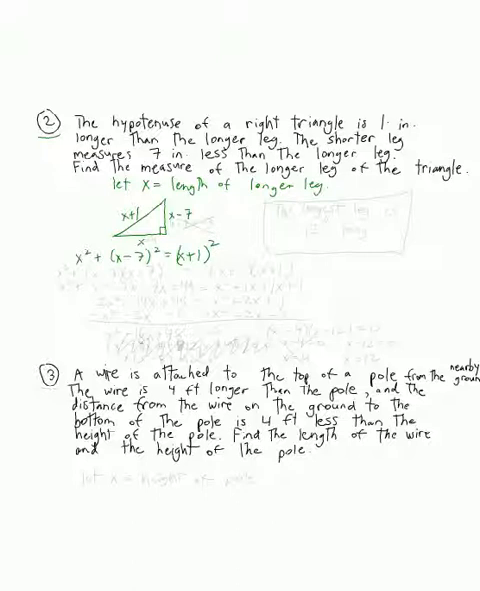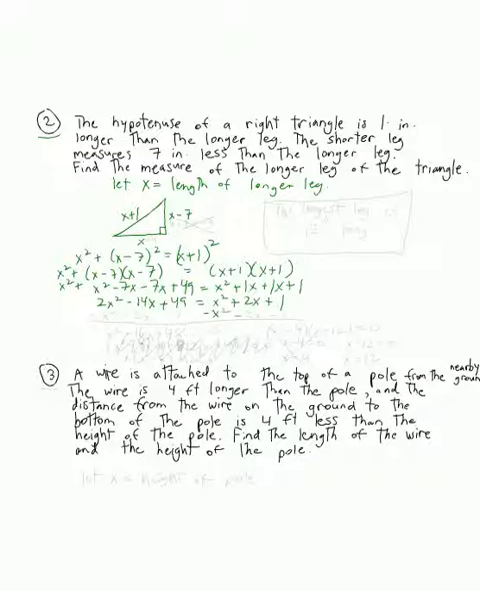Again, we have to simplify and solve. So x squared plus, remember this one is x minus 7 times x minus 7. We're left with x squared minus 7x minus 7x plus 49. And we have over here, this one is x plus 1, x plus 1. So this is x squared plus 1x plus 1x plus 1. We end up with 2x squared minus 14x plus 49 on the left. On the right we have x squared plus 2x plus 1.